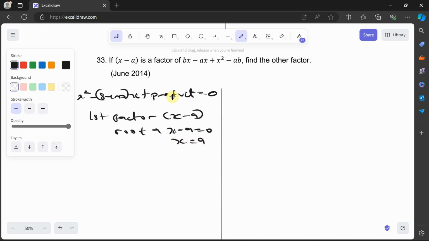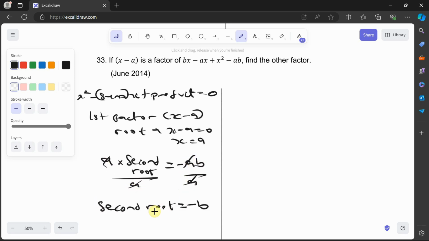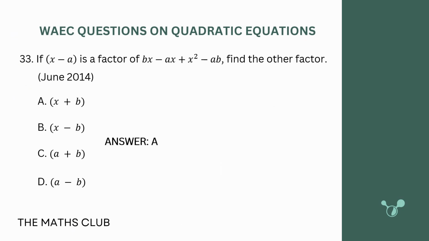We know that the product by comparison will be minus ab, and if I say a times our second root is equal to minus ab, if I divide both sides by a, you will see that our second root will just be minus b. And that second root is like saying x is equal to minus b. But it said we should find the other factor, so I have to put it in terms of this. So I'll just carry the minus b to the other side. That will be x plus b is equal to 0. So our second factor is just x plus b. And that is option A.